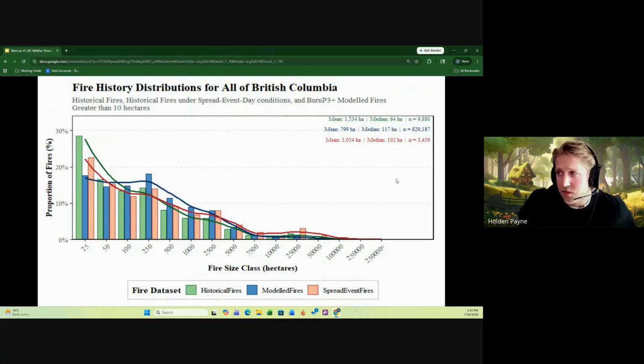So I'm going to sit on this graph for a second because I think it's one of our best results. It's essentially the comparison of fire history distributions for our entire model. So this is all of BC and all fires greater than 10 hectares. Our model burned pretty much all fires. In our model, we actually burned all fires greater than 1 hectare because I wanted all fires to burn, essentially to see the full range of distribution of fires.